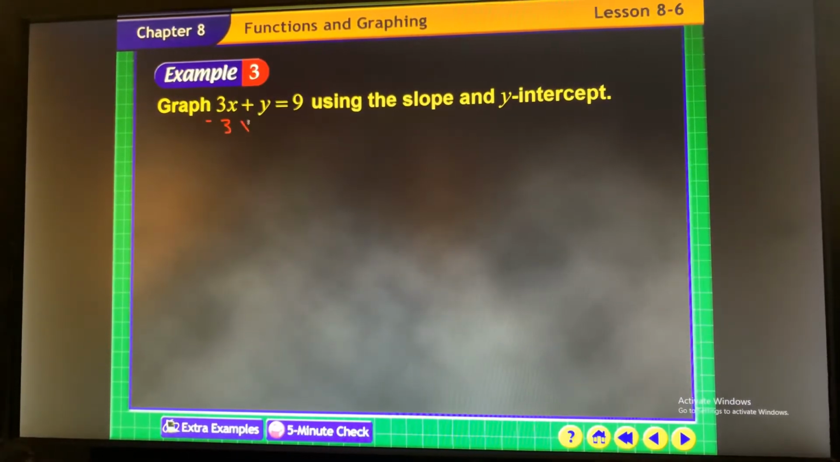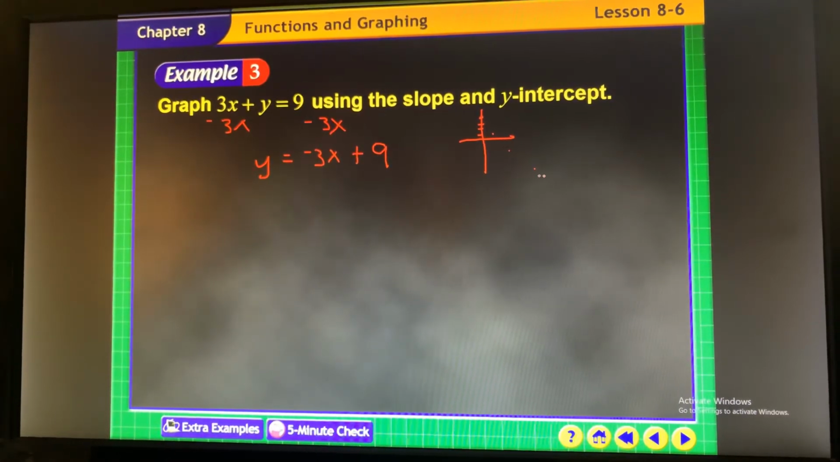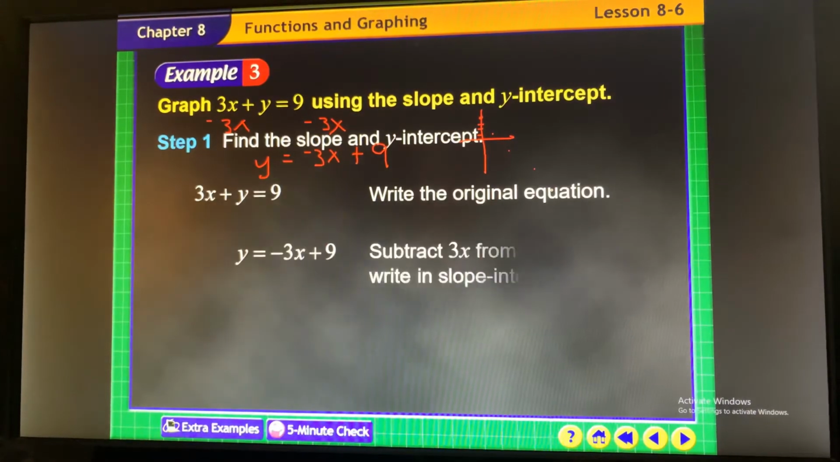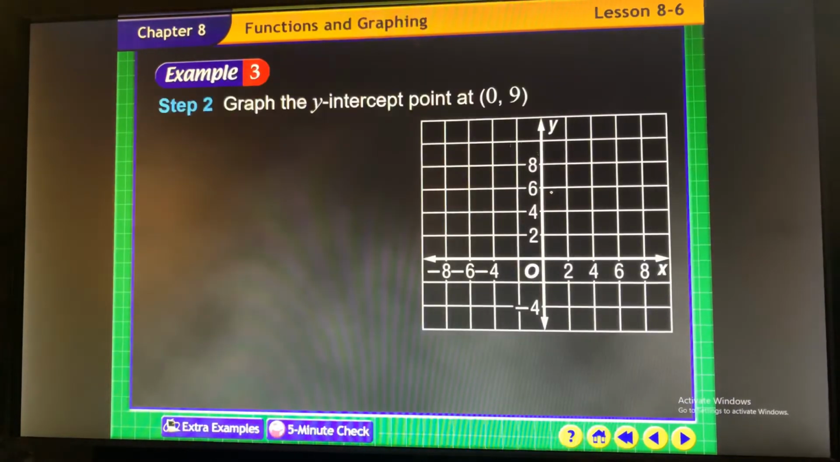Solve. Y equals -3x plus 9. When I graph this, I know I'm going to start at +9, and then I'm going to go down 3 to the right 1, down 3 to the right 1, down 3 to the right 1, because I know that the line's going to go down. And there's your graph.